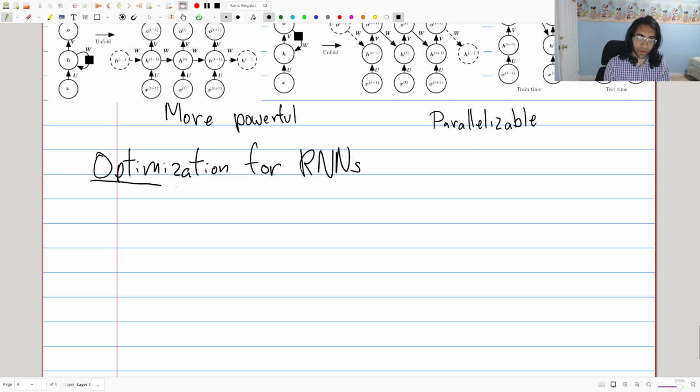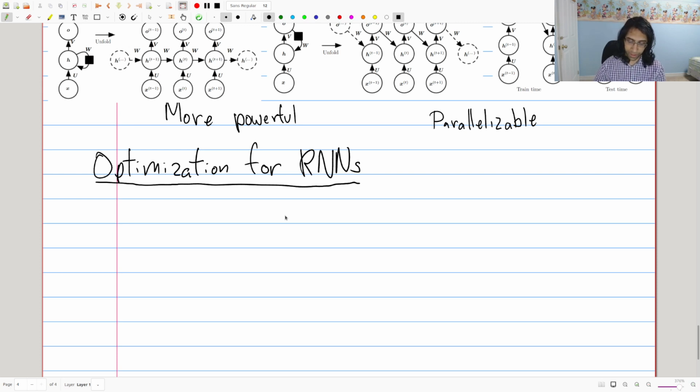Now, optimization for RNNs can be a little bit more challenging than for non-RNN neural networks, because there's a number of new challenges that come up. When we were talking about CNNs, we talked about vanishing and exploding gradients, and how, say, skip connections can somehow alleviate those. Well, we're similarly going to run into issues for RNNs, and we're going to see ways to get around those.